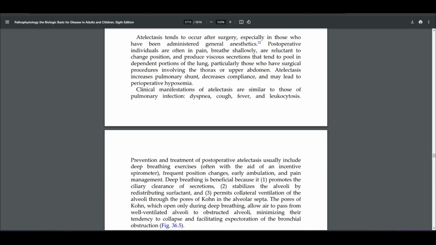Atelectasis tends to occur after surgery, especially in those who have been administered general anesthetics. Post-operative individuals are often in pain, breathe shallowly, are reluctant to change position, and produce viscous secretions that tend to pool in dependent portions of the lung, particularly those who have surgical procedures involving the thorax or upper abdomen. Atelectasis increases pulmonary shunt, decreases compliance, and may lead to perioperative hypoxemia.